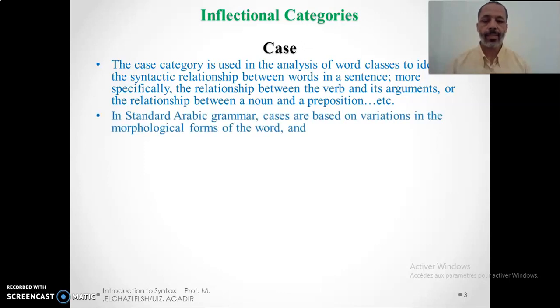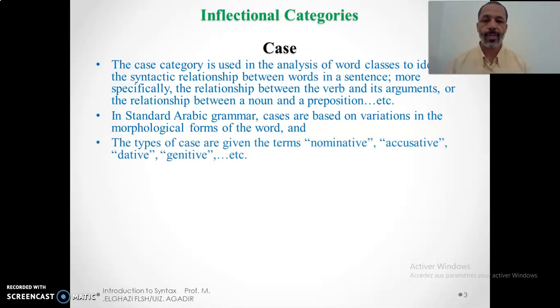In standard Arabic grammar, cases are based on variations in the morphological forms of the word. And the types of cases that exist also in Arabic are the nominative case, the accusative case, the dative case, the genitive case. What they mean in Arabic, for the nominative case, it's the case which is called al-rafa. The accusative case is marked by al-nasb. The dative case is also marked by al-nasb. And the genitive case is marked by al-jar.